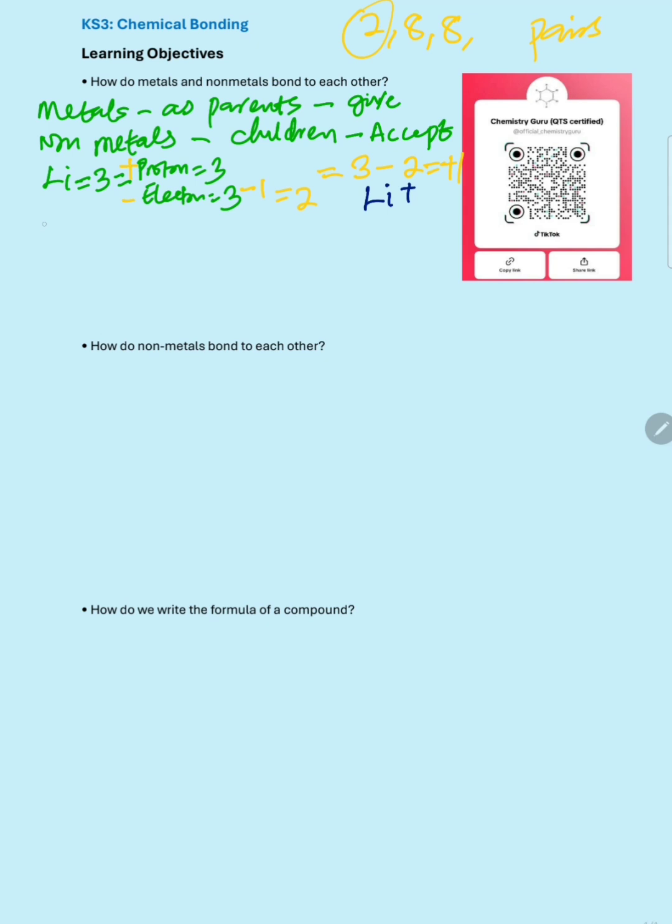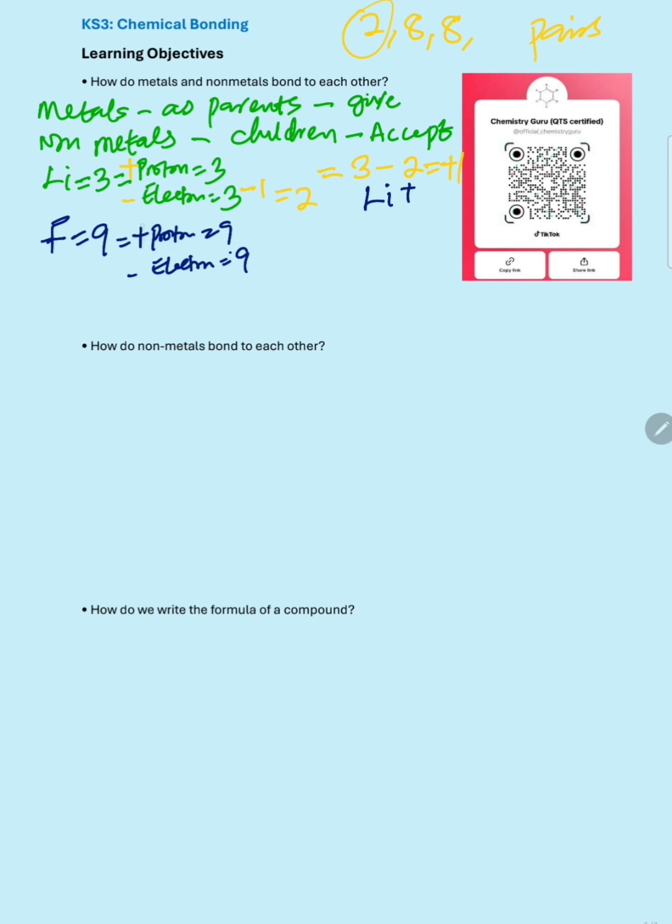Now let's go to the non-metals. Remember, non-metals are kids. So we take, for example, chlorine, or let's use a smaller non-metal. Let's take fluorine, for example. Fluorine has an atomic number of what? Of 9. So fluorine has 9, and it means that it has 9 protons and 9 electrons.